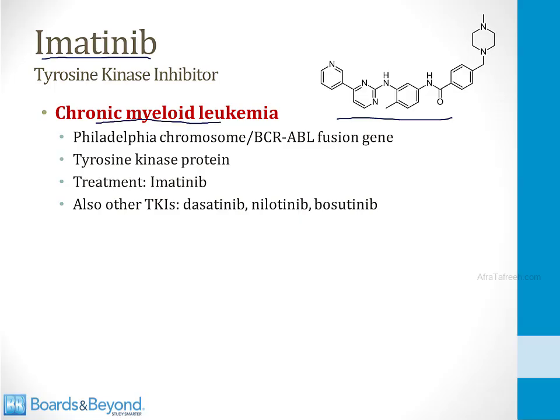I talk about this in detail in the hematology section in the videos on leukemia, but by way of brief review, in CML, the Philadelphia chromosome leads to fusion of a BCR-ABL fusion gene. This gene produces a tyrosine kinase protein, so you can treat CML with the tyrosine kinase inhibitor imatinib, which will inhibit this tyrosine kinase protein. And there are other tyrosine kinase inhibitors that are also used in CML. Those include dasatinib, nilotinib, and also bosutinib.